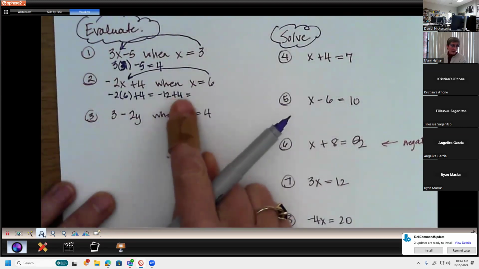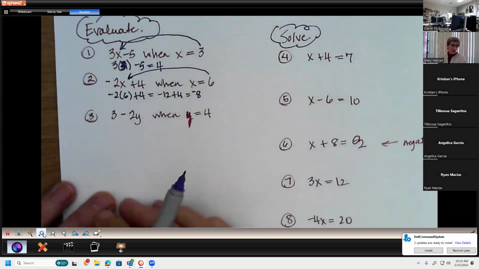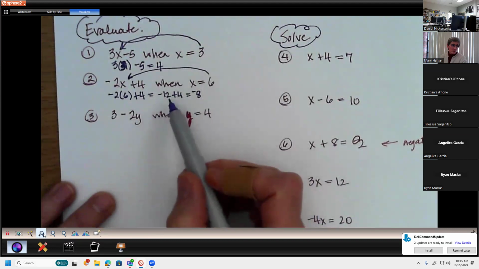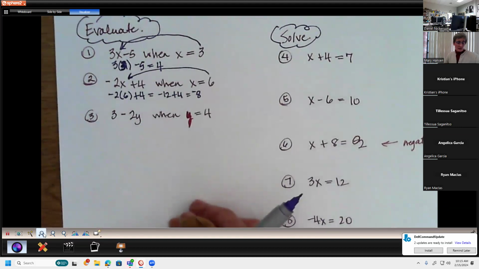And when I'm adding positives and negatives, if the signs are different, I subtract and I keep the sign of the larger value. So 12 is bigger than 4. So the negative comes through with the 8. Again, you can do those on your calculator as well.